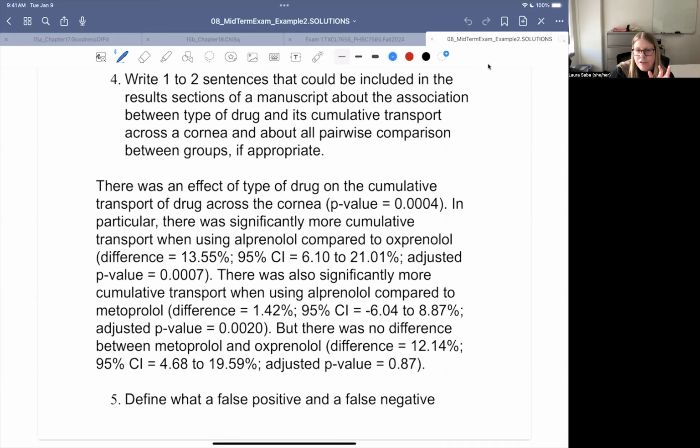We wouldn't do pairwise comparisons if that overall omnibus test is not significant. And so when I ask for all pairwise comparisons between groups and to talk about that, again, what I'm looking for is a difference, a confidence interval of that difference, and an adjusted p-value.